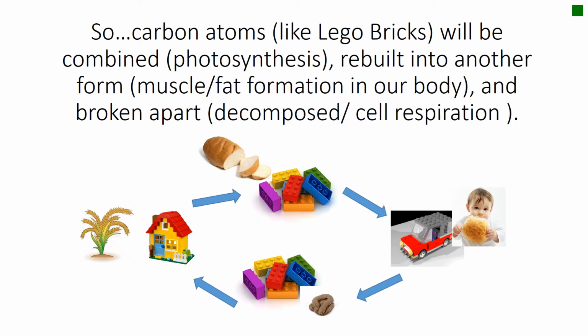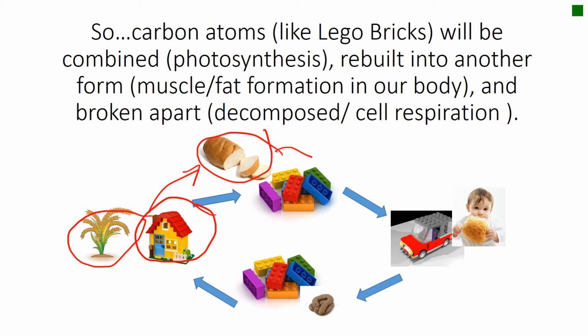Back to the analogy, if carbon atoms are like Lego bricks, photosynthesis is like building up this Lego model. Through photosynthesis, carbon dioxide is combined into large organic molecules such as carbohydrate, lipid, and so on. If this wheat becomes bread that is digested, it will be broken down into glucose and rebuilt into the muscle of this baby that is eating bread.